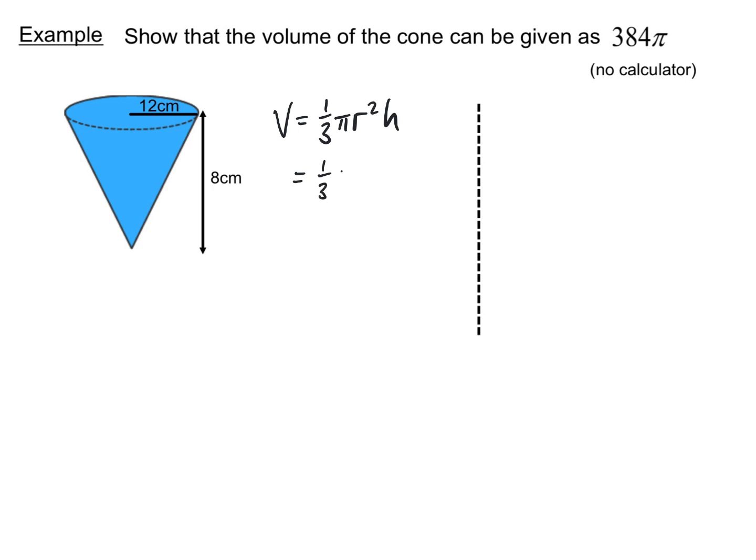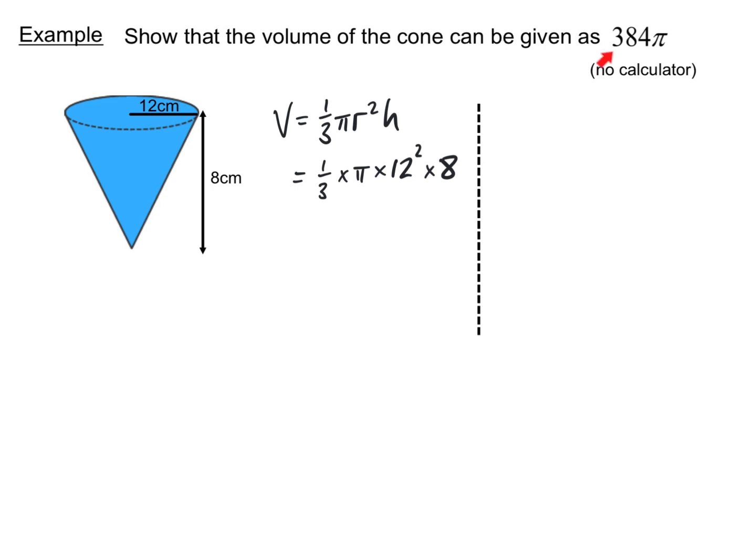So 1/3 times pi times, again, check when you've got radius or diameter, that r there is radius, and the radius is from the centre to the outside. So 12 is the radius, so I can just put that straight in. 12 squared multiplied by 8. Now, this, again, is where you would normally reach for your calculator, but this is a non-calculator paper, so we can't do that.